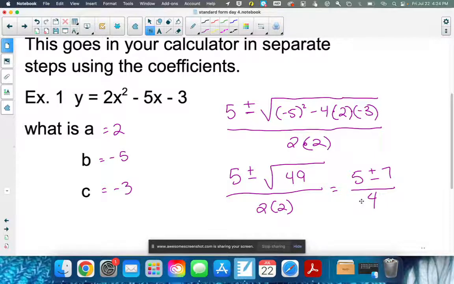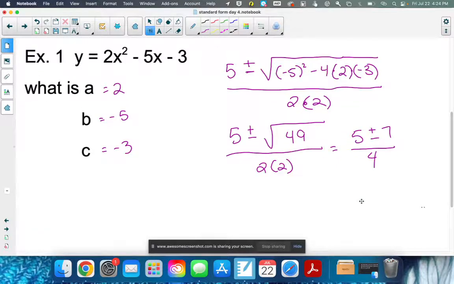All right, so let's go ahead and do this. And again, they're not always going to come out like this. A lot of the times you're going to get decimals, which is okay. For this case, we do have a whole number. So we're going to do this one at a time. We are going to do 5 plus 7 divided by 4 for the first part, and then 5 minus 7 divided by 4. That's what that plus minus means. You have to do this twice, once with a plus and once with a minus to get your 2 answers.